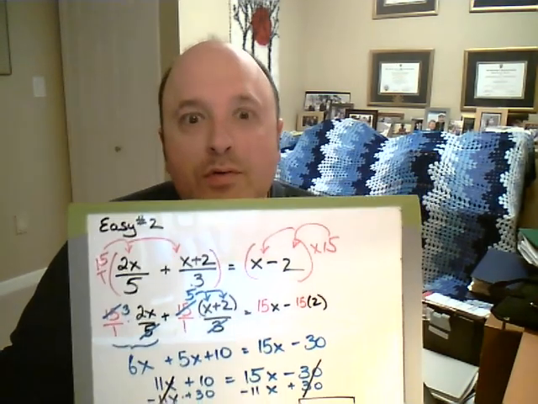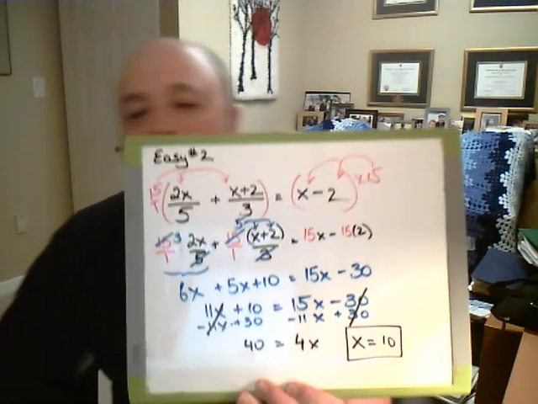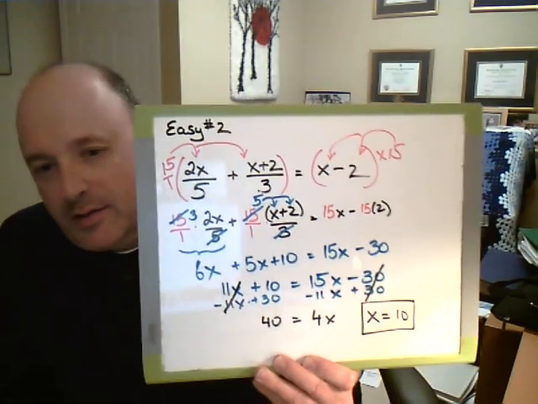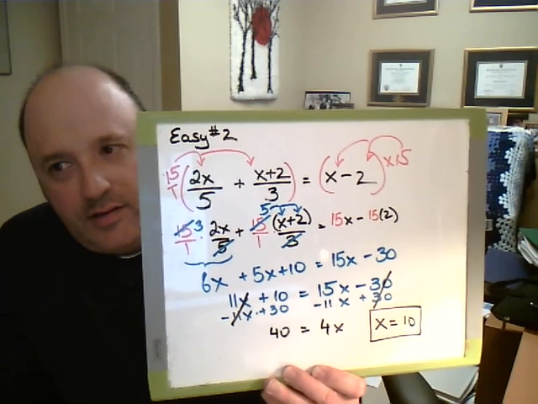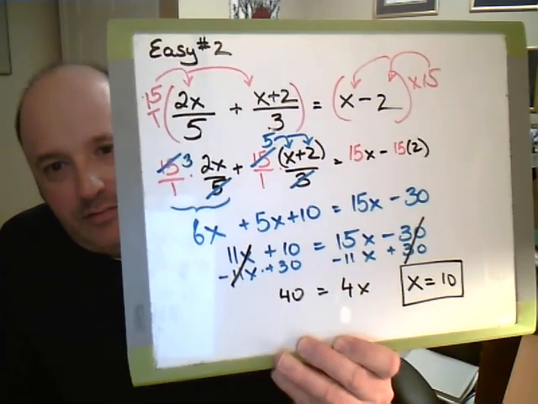Okay, so as you can see, here we go. I've got 40 on one side and 4x on the other side, so x is equal to 10, and there's the end of your solution.